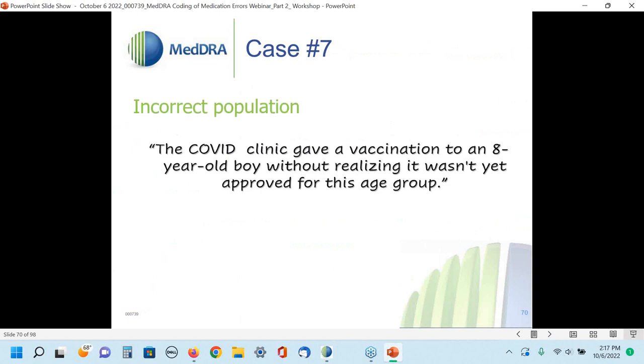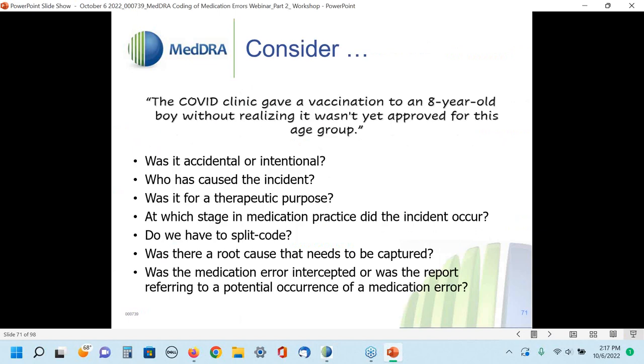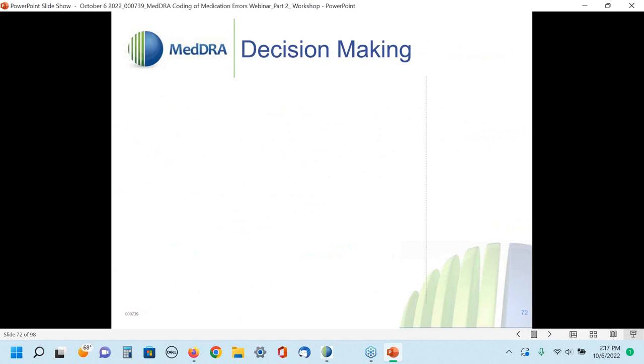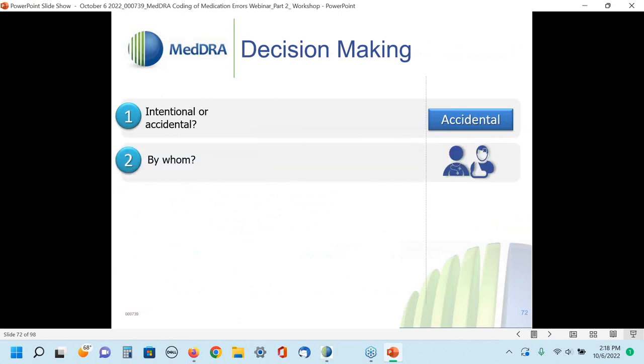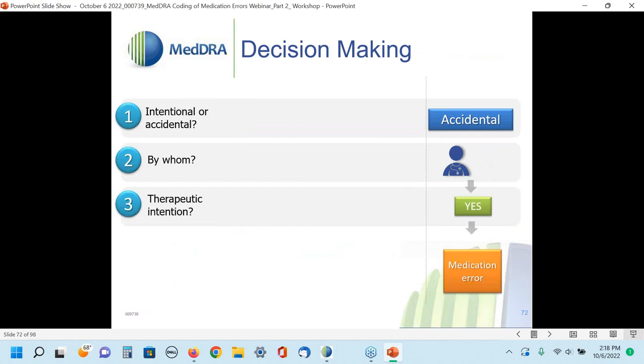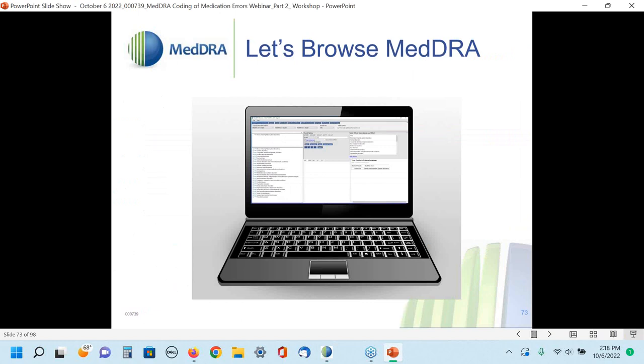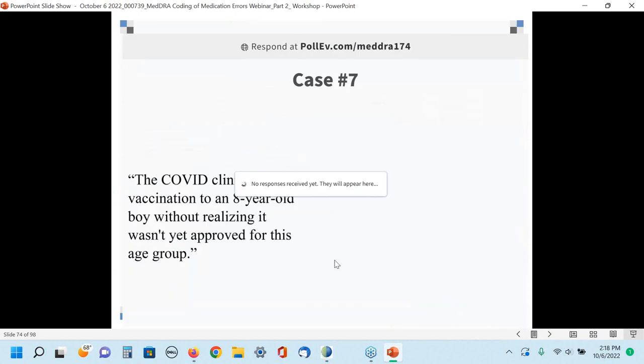The COVID clinic gave a vaccination to an 8-year-old boy without realizing it wasn't yet approved for this age group. We have our standard set of questions again. We go through our decision making. Was this accidental or intentional? Well, we believe it's accidental. It says they didn't know that this was an unapproved population. Healthcare practitioner. Therapeutic intention, medication error. So go into the MedDRA browser and tell me what you think should be captured here.